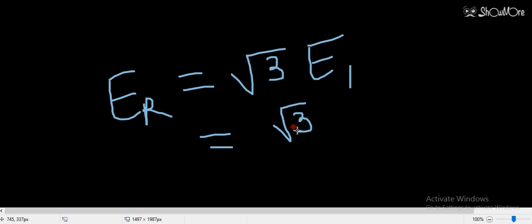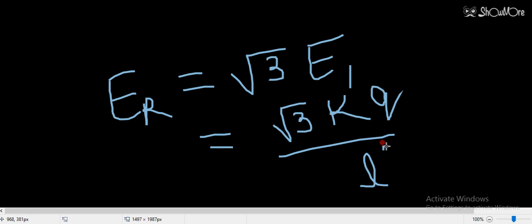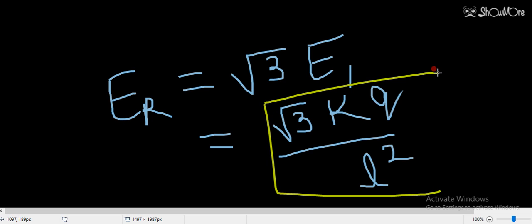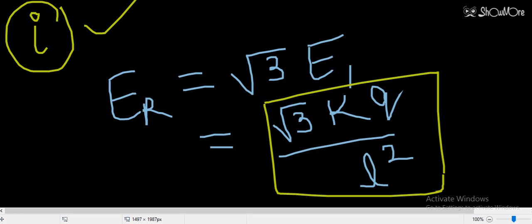You can write here K, where K is 1 by 4 pi epsilon naught into Q by L square. So this will be the resultant electric field. You can mark it in a box. So this is the resultant electric field for the first part of the third question at point C, where we have to find the electric field.